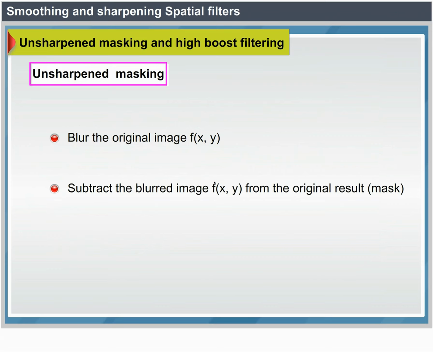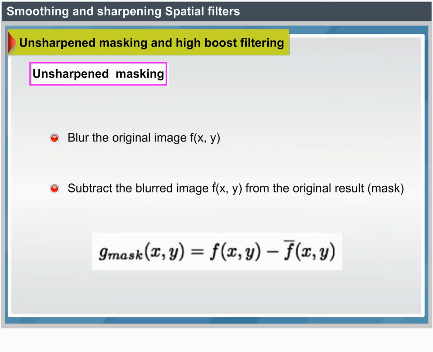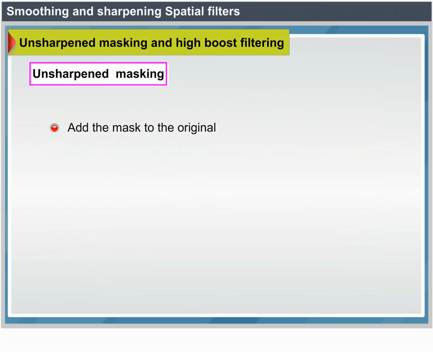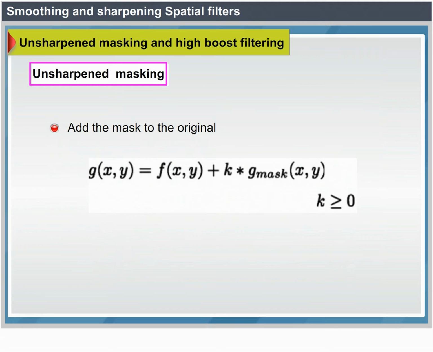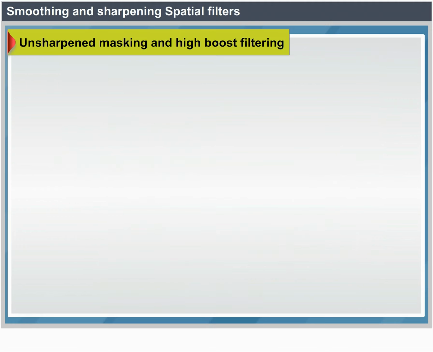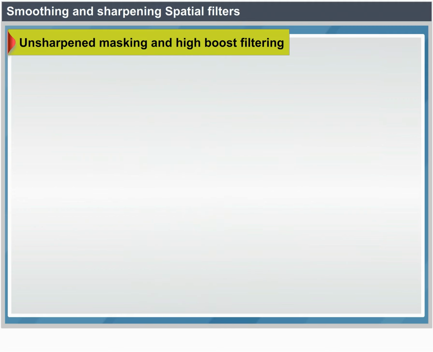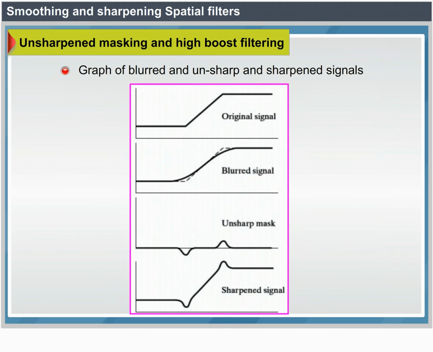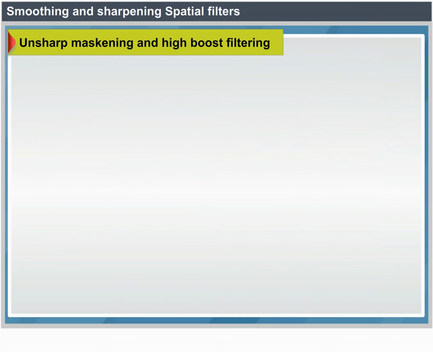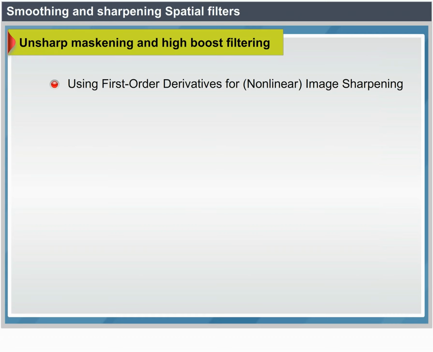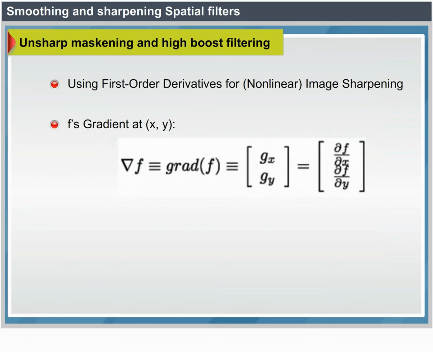Using first-order derivatives for nonlinear image sharpening, the gradient of f at x, y equation is as shown on screen. This vector points in the direction of the greatest rate of change of f at location x, y. The magnitude of the gradient of f is as shown on the screen. M of x comma y, with x and y varying over all f, is called the gradient image. Note, the gradient is a linear operator but not rotation invariant, not isotropic. The magnitude is not linear but is isotropic.